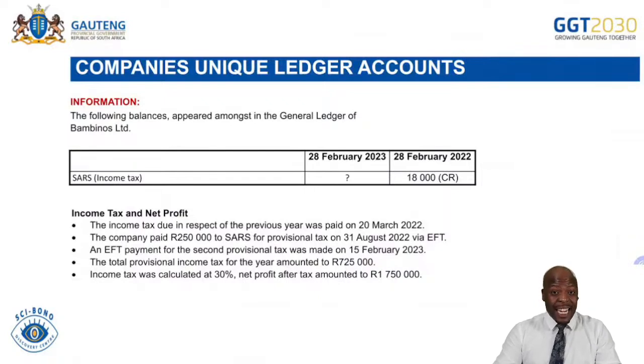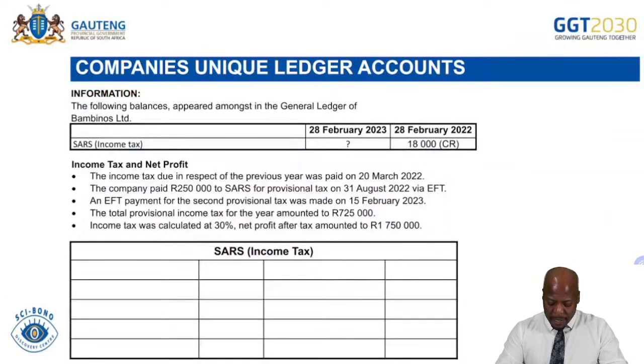Remember, we've already agreed that our company is a legal person. It is liable then to pay tax. So we're going now to do our tax calculations. And we're going to open the first account, which is called the SARS income tax account. Okay, if you're ready, let's begin.